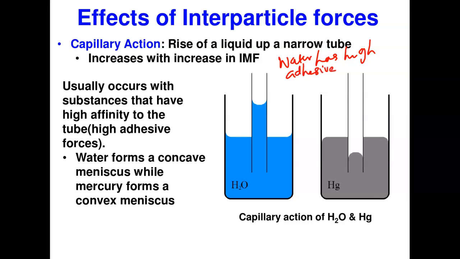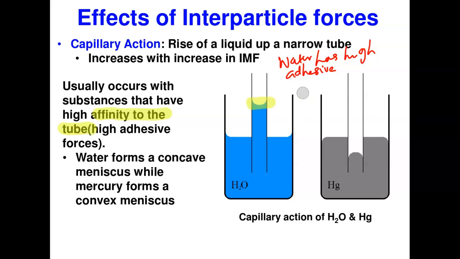What it means is that it can interact with molecules that are not itself easily. Because water has high affinity to these glass tubes, it can easily stick to them and rise very high. And it makes water form, look at what we have here, the concave meniscus.